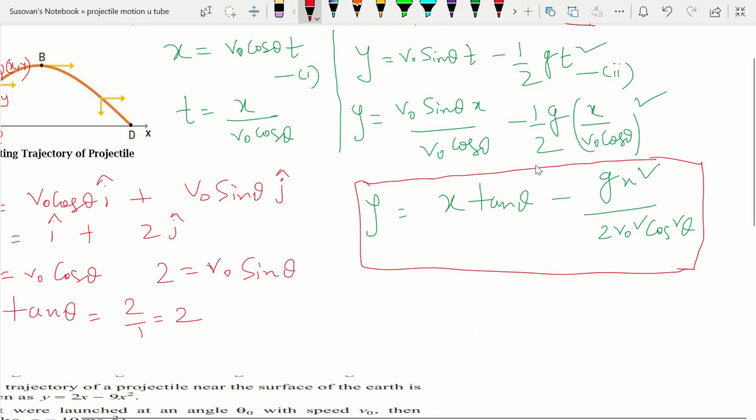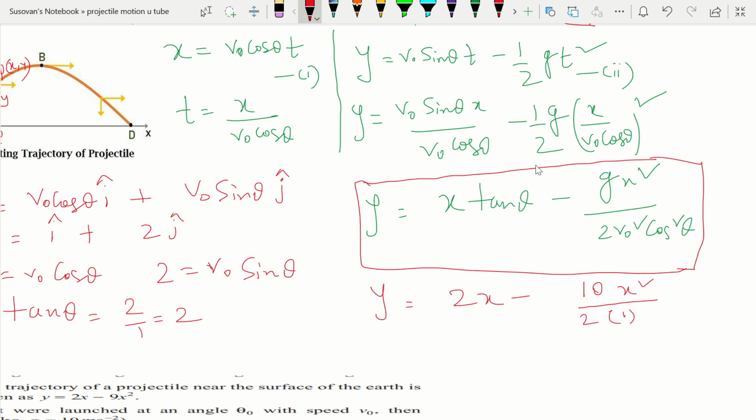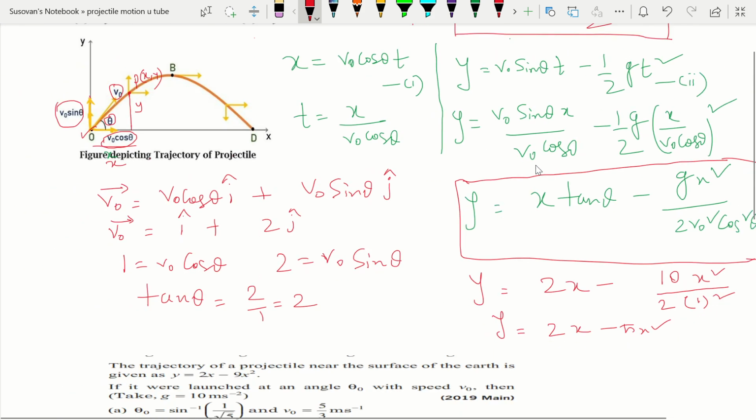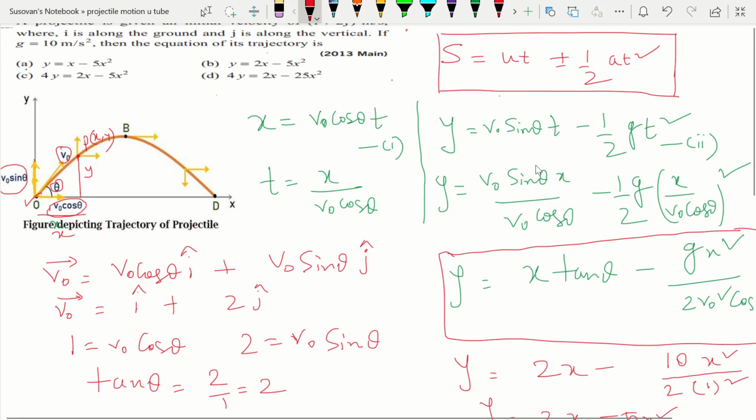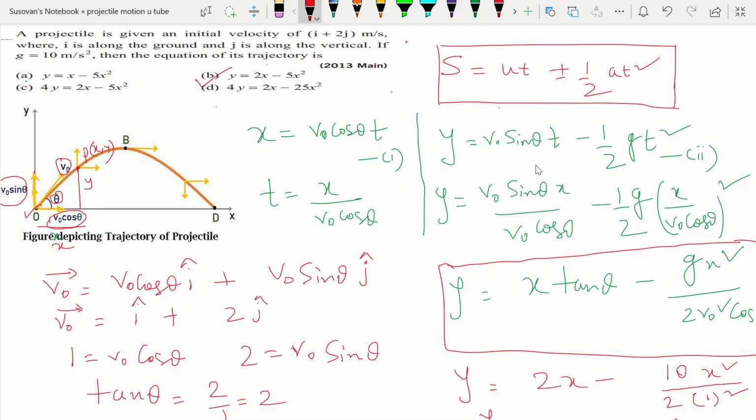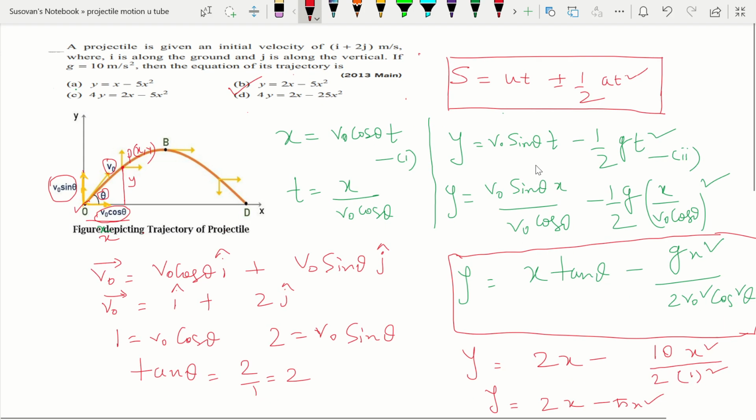So if we put these values in the equation of the trajectory, we will get 2x minus 10 into x square, because g has the value 10 meter per second square, by 2 into whole square of 1. So y will be 2x minus 5x square. So in the given numerical, option B will be correct.